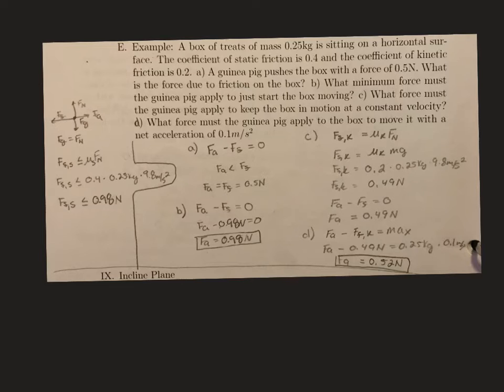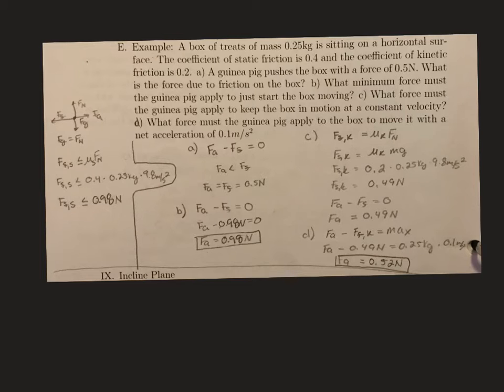So the first thing I'm doing over here is, of course, drawing my free body diagram because we have a force of friction opposing the force applied by the guinea pig. We have a force normal because it's on a horizontal surface, and then we have the weight of the box of treats. In this case, if we sum forces in the y direction, the force of gravity is going to equal the force normal.